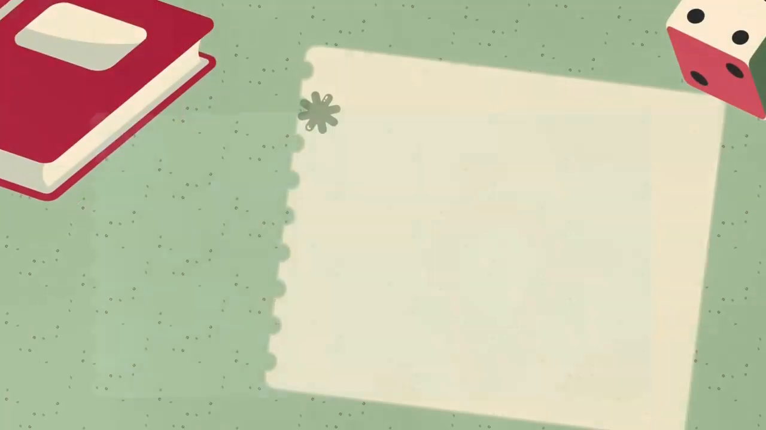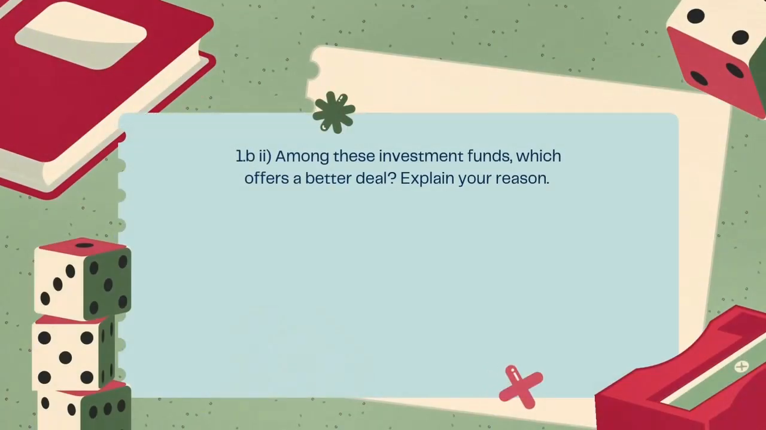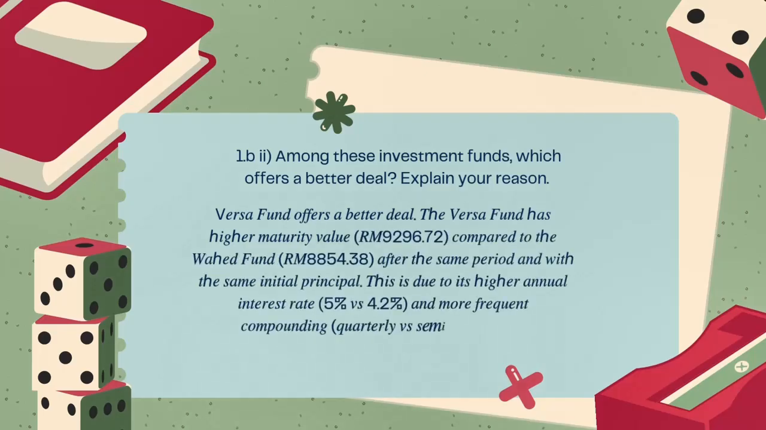Question 1b Roman 2. Among these investment funds, which offers a better deal? Explain your reason. Versa Fund offers a better deal. This is because the Versa Fund has a higher maturity value, 9,296 ringgit 72 cents, compared to the Wahid Fund, 8,854 ringgit 38 cents, after the same period and with the same initial principal. This is due to its higher annual interest rate, 5% versus 4.2%, and more frequent compounding, quarterly versus semi-annually.